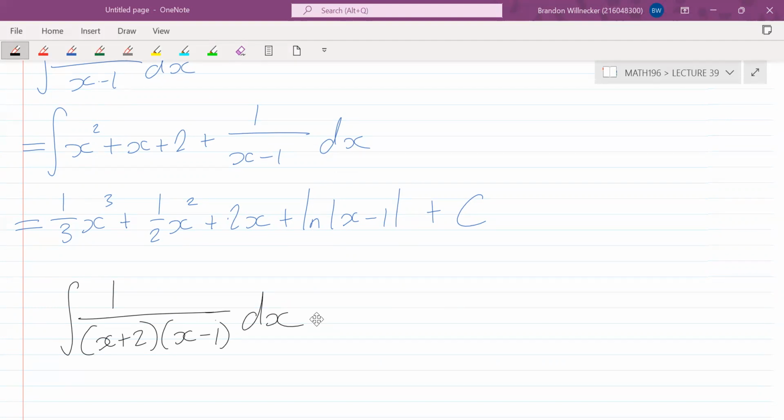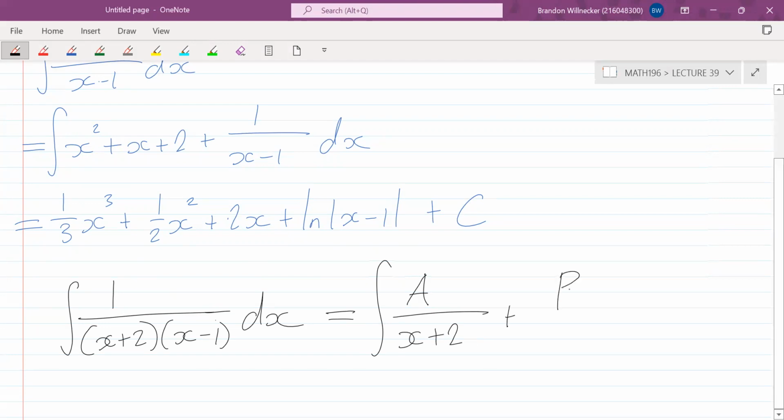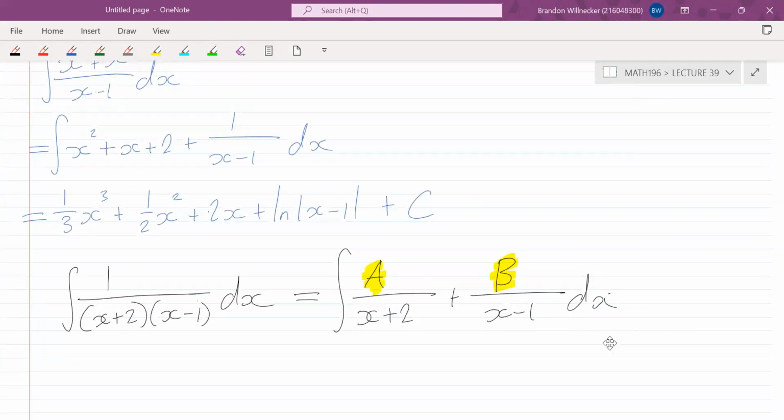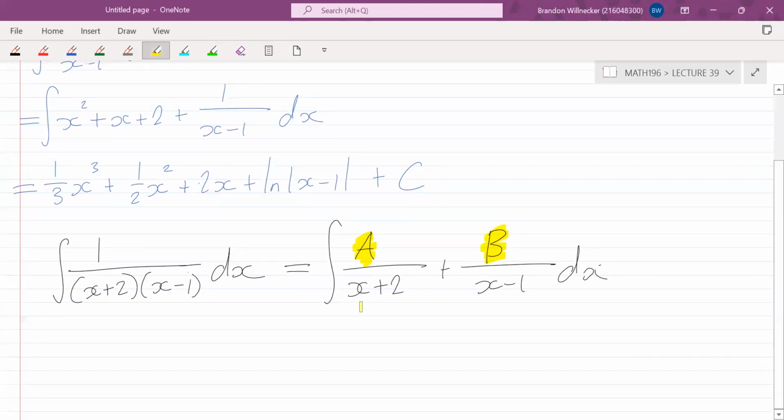Now, there's a theorem that says that if we have the product of two terms in the denominator, we can rewrite this as some constant a over x plus 2 plus some constant b over x minus 1, where we need to find what a and b are. That's what we're going to be looking at on Friday. This is the idea of partial fraction decomposition.